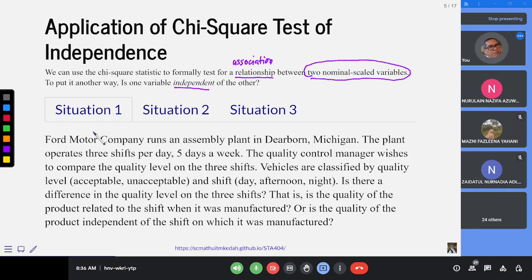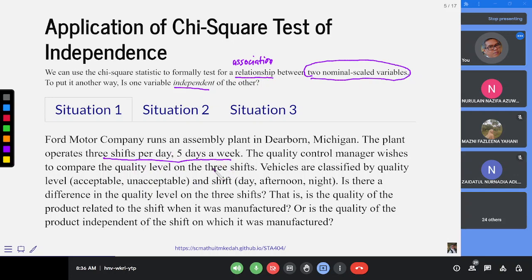Okay, to put it another way, is one variable independent of the other. So kita tengok adakah satu variable tu independent of the other variable. Sebab kita ada dua variable kan. So this is an example in situation 1. Ford Motor Company runs an assembly plant in Dearborn, Michigan. The plant operates 3 shifts per day, 5 days a week. The quality control manager wishes to compare the quality level of the 3 shifts.